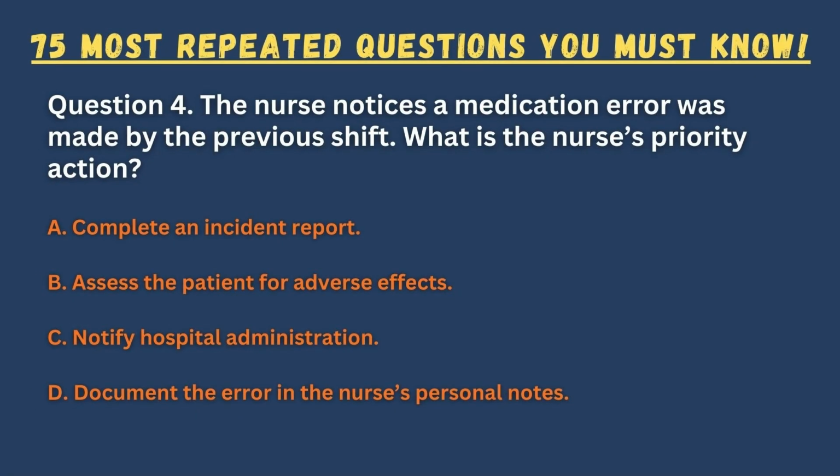Question 4. The nurse notices a medication error was made by the previous shift. What is the nurse's priority action? A. Complete an incident report. B. Assess the patient for adverse effects. C. Notify hospital administration. D. Document the error in the nurse's personal notes.